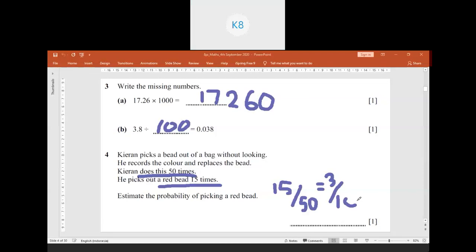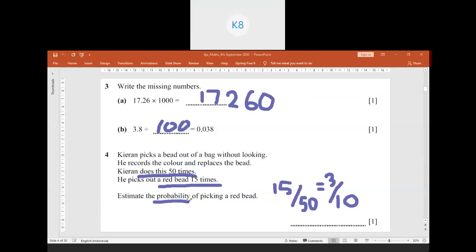If the question did not ask anything, you can keep the answer as 15 out of 50. Or if you want to change it into 3 out of 10, it's also correct because it is up to you. But if the question says, please keep your answer in the simplest form, you always have to simplify it. Okay? 30%? Yeah, if you want to write it as 30%, also okay, but usually for probability we write it as a fraction. If you write it as a percentage it's also okay, because 30% and 3 out of 10 have the same value, so it's still accepted.